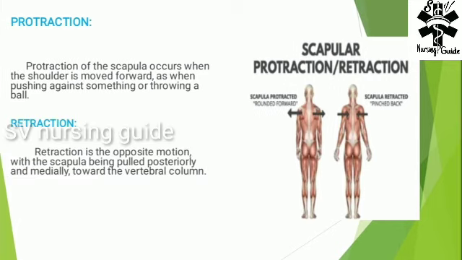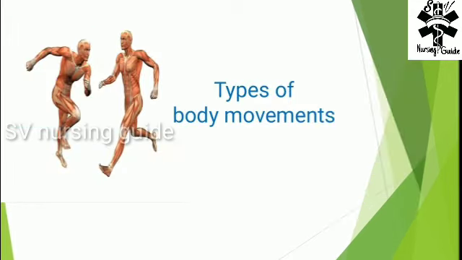Retraction. Retraction is the opposite motion, with the scapula being pulled posteriorly and medially towards the vertebral column. That is called retraction. You see in this picture the scapula rounded forward. That is called protraction. And pinched back. That is called retraction. These are the types of body movements.